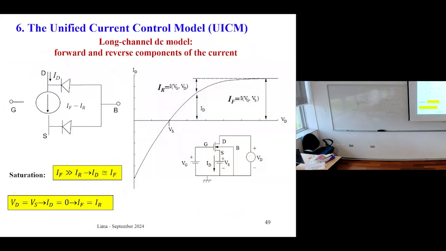Now, suppose that I change the gate voltage. This curve will change. Say that I increase Vg, then you have something like this. And if you increase Vg again, something like this. In the set of curves that I'm going to show, I'm going to normalize all the curves to IF, because I want to put all of them in the same graph.